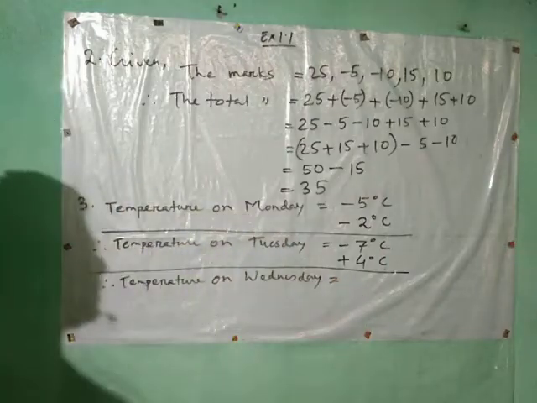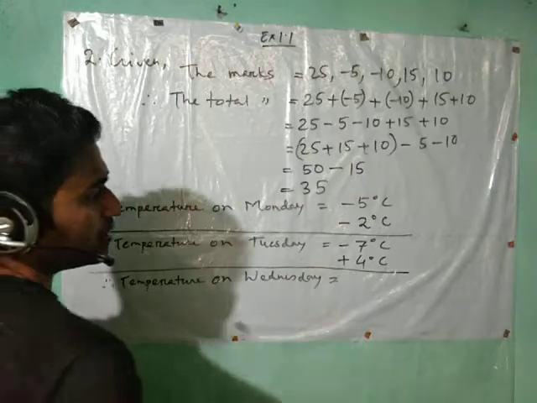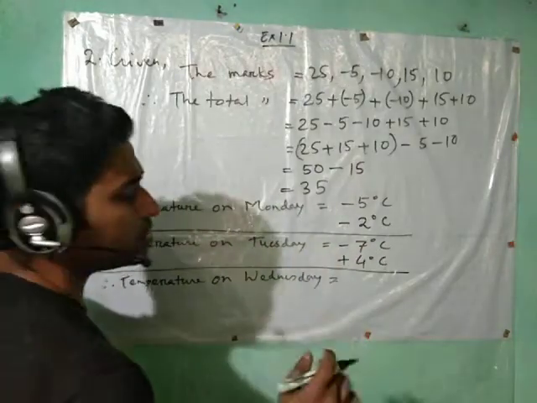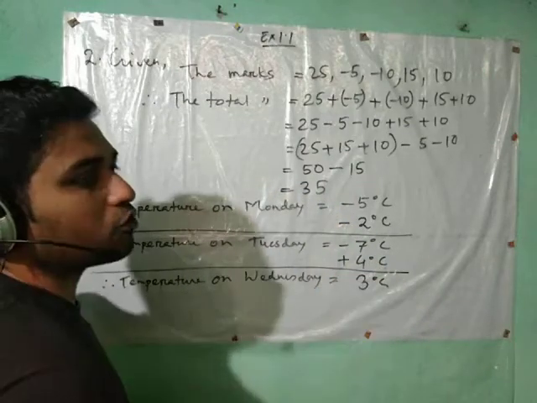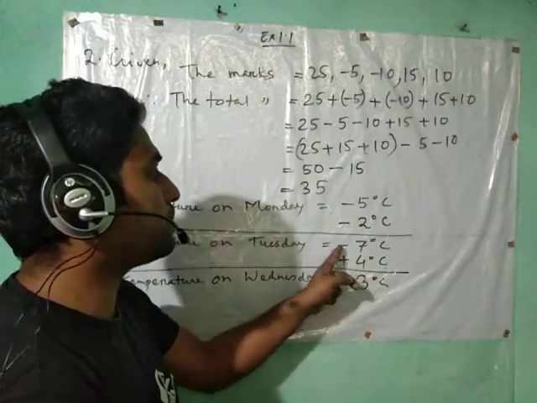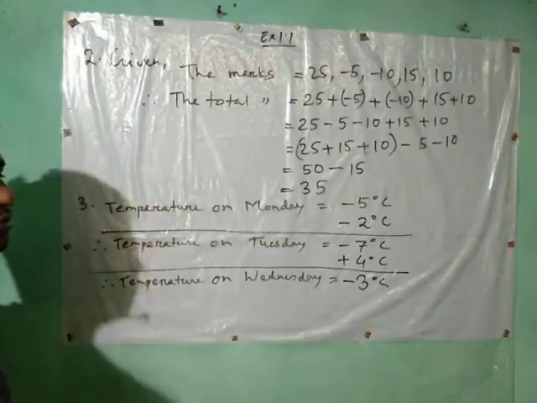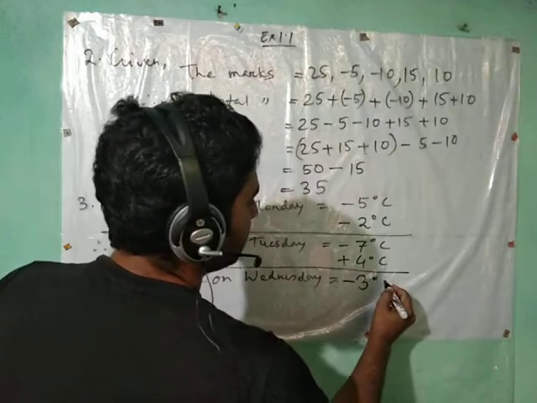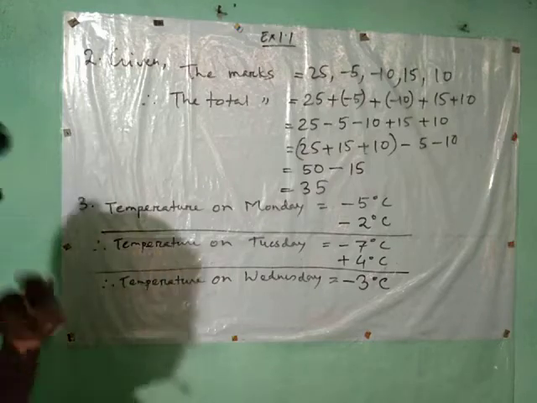Wednesday. And what will it be? 7 minus 1 plus 1 minus 4, so 7 minus 4. How much will you get? 3 degrees centigrade. But which is bigger, 7 or 4? 7 was bigger. And which symbol was before it? Minus. So this will also be minus. So your answer will be -3 degrees centigrade. Okay, this is C. So I hope you got the answer for question number 3.